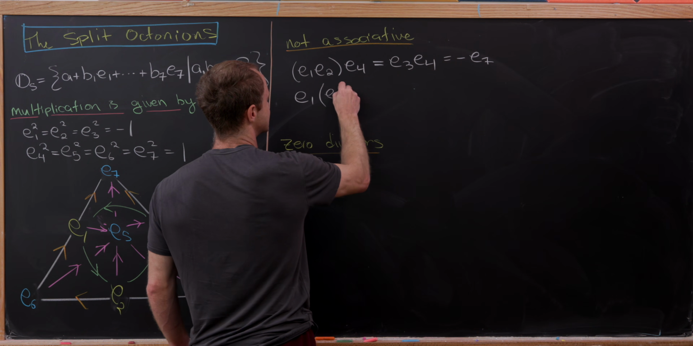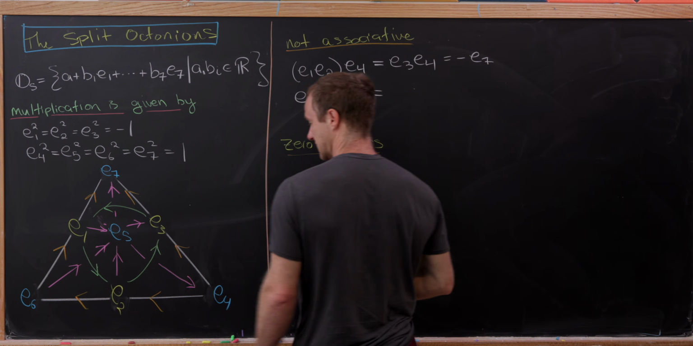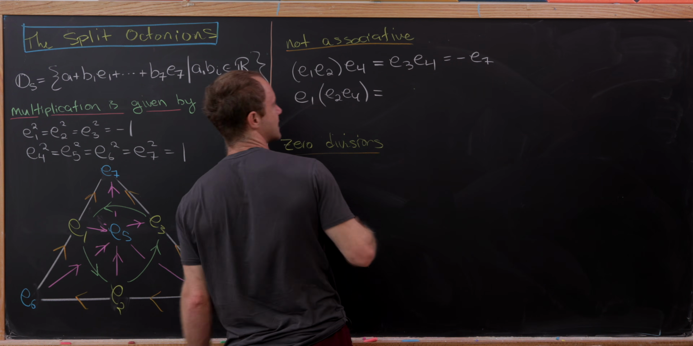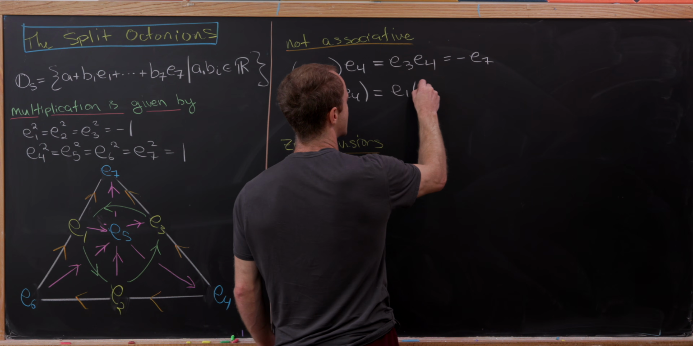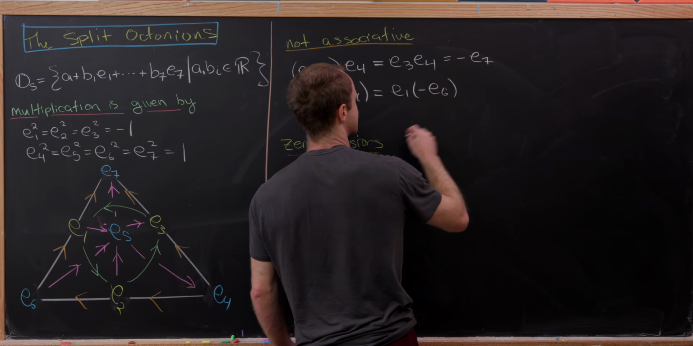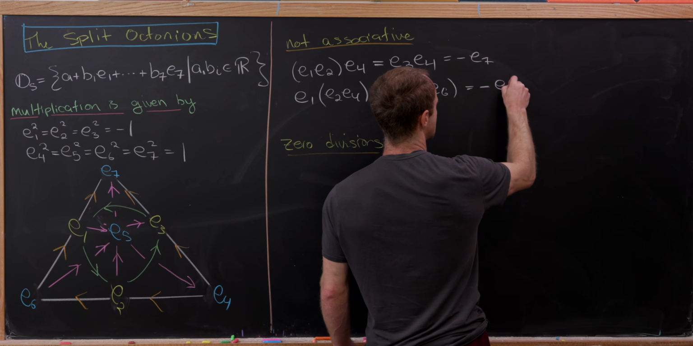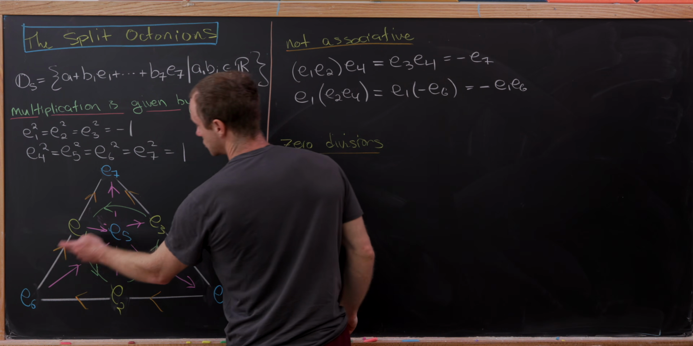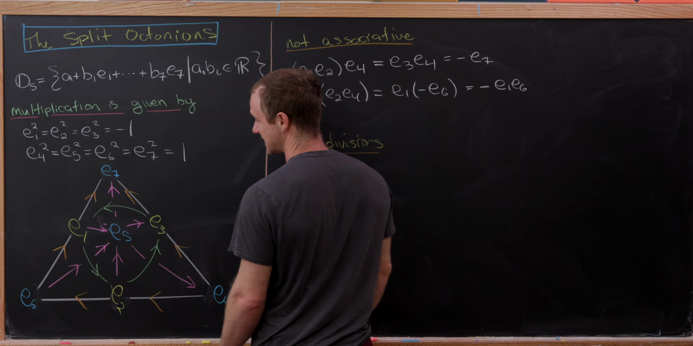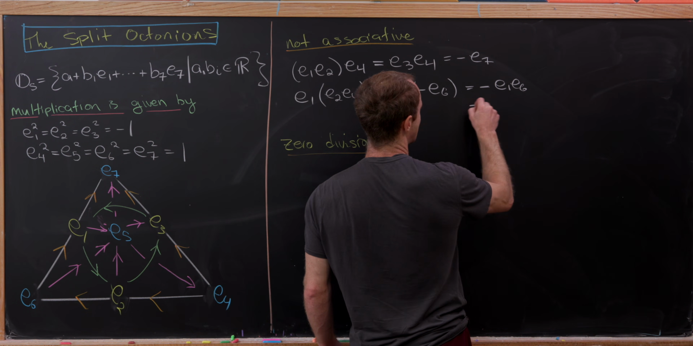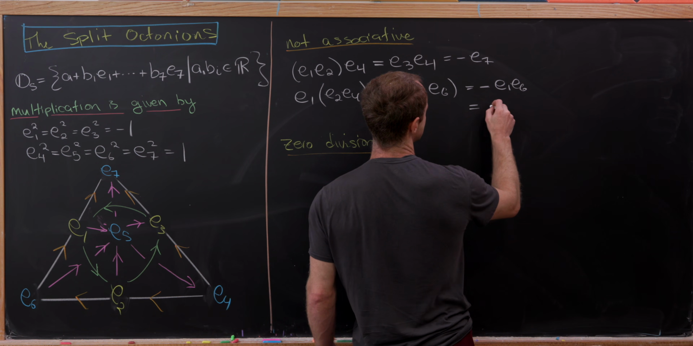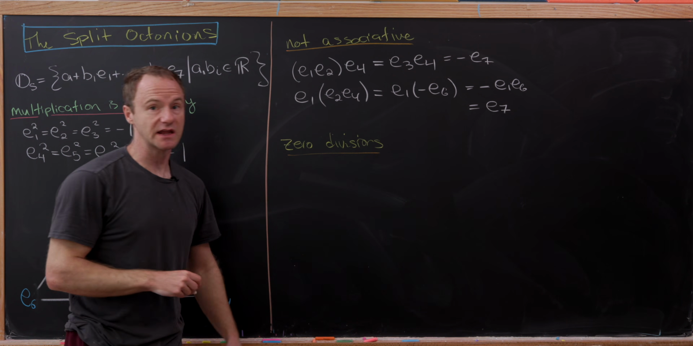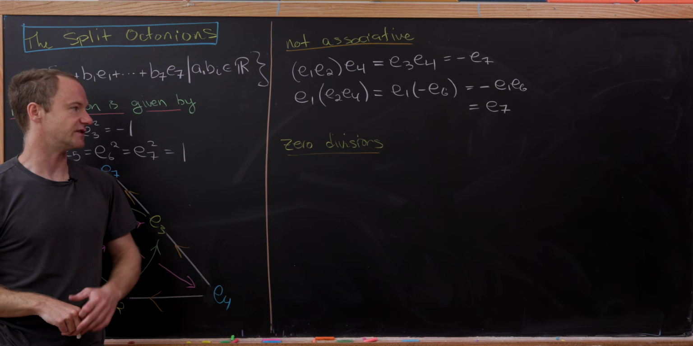But now let's look at this associated the other way. So E1 times E2 E4. So let's see, E2 E4, well that's going in the opposite direction and it's looping back around to -E6. So this is E1 times -E6. In other words, it's -E1 times E6. But let's look at E1 times E6. Well, that's looping in the opposite direction as well, back to E7. So that cancels the minus sign that we have here and just gives us +E7. So that means that these two are not equal, giving an example of the non-associativity.